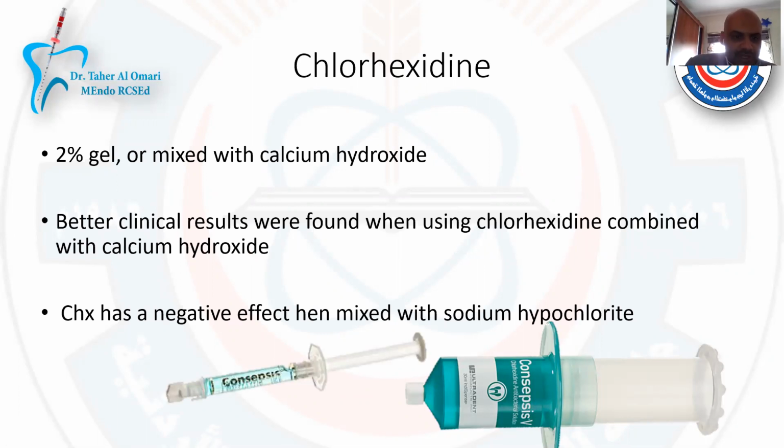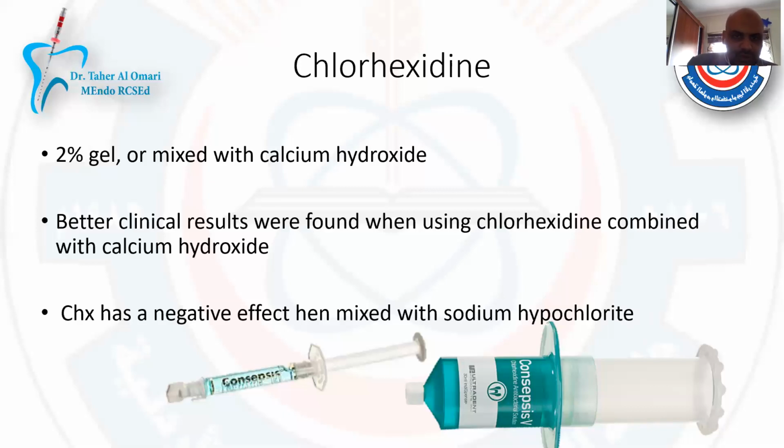Chlorhexidine can be used as intra-appointment dressing gel. It has a different concentration. It has 2% concentration, and it could be mixed with calcium hydroxide. A better clinical result is found when mixing the chlorhexidine with the calcium hydroxide. However, it has a negative effect when it is mixed with sodium hypochlorite. You remember, we depend on the sodium hypochlorite for irrigation.